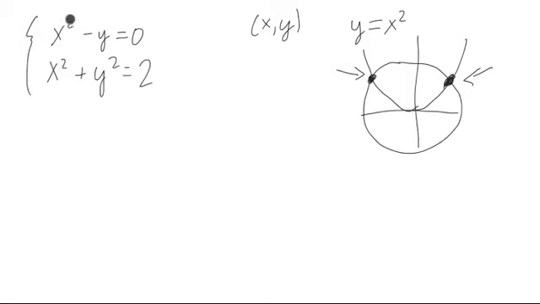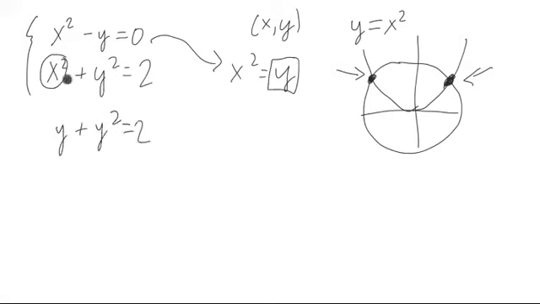How do we do that? Well, notice that we have an x squared that looks the same in both equations. So what if we were to solve for this x squared in this top equation? X squared is y. So that means that in this bottom equation, we can simply replace x squared with y, because we're assuming that both of these equations hold true. Under that assumption, this equation takes on the form y plus y squared is equal to 2, just substituting this x squared for y.